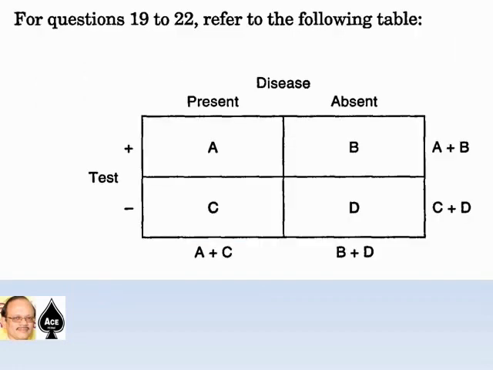Okay. For the questions which are following, the table should be consulted, which is well known to you. The disease is present or absent, test is positive and negative. The disease is present, test is positive: A. Disease present, test is negative: C. Disease absent, test is positive: B. Disease absent, test is negative: D. And the sums, the rows A plus B and C plus D. Vertical columns, disease is present A plus C, disease absent B plus D. On the basis of this, a few questions are following.